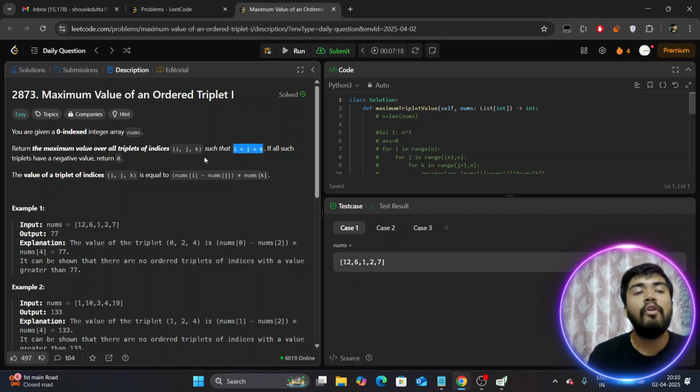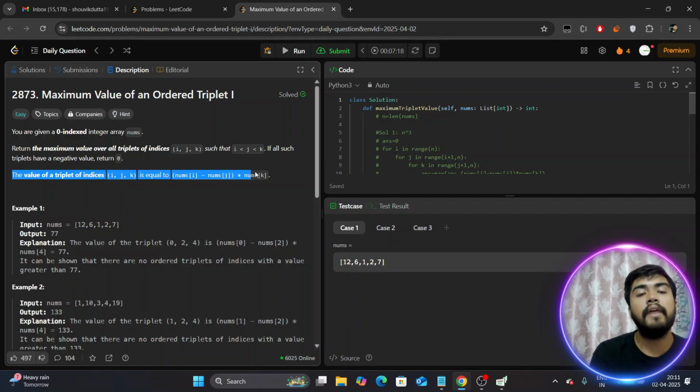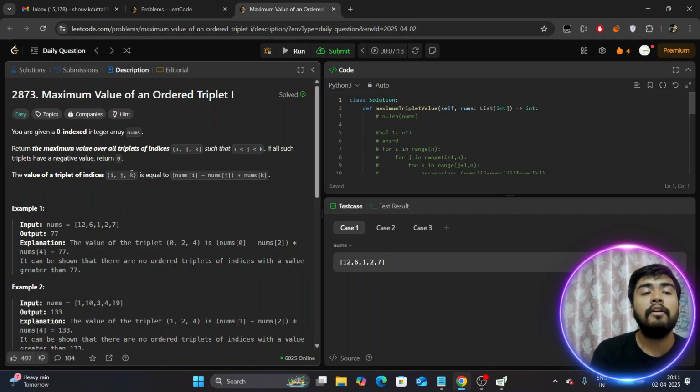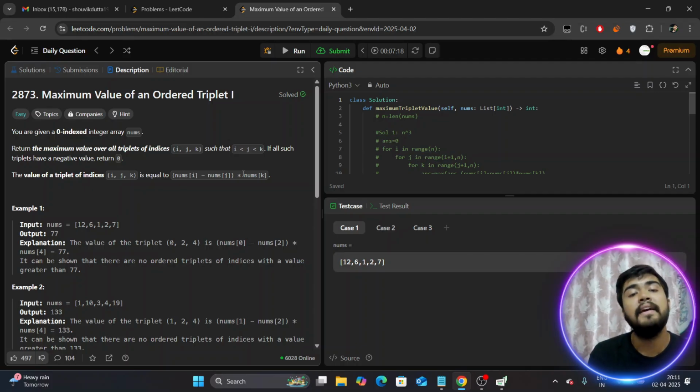Now if all such triplets have a negative value, then we should return 0. What is the value of a triplet? They have provided that on the next line. The value of the triplet of indices i, j and k is equal to (nums of i minus nums of j) times nums of k.